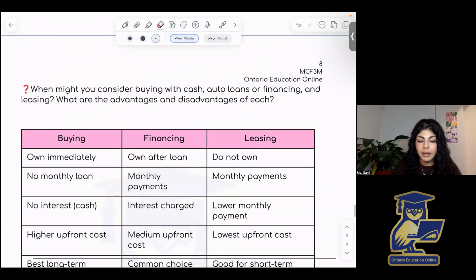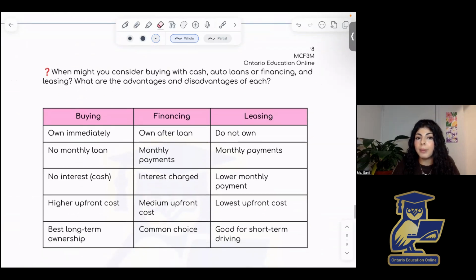So again, think now, when might you consider buying with cash, auto loans or financing, and leasing when it comes to purchasing vehicles, and what are the advantages and disadvantages of each? So just a little table to put all of that together. Not necessarily to say one is better than the other. It really depends on your situation, your budget at that time, and what your intentions are with that vehicle at that point in time.